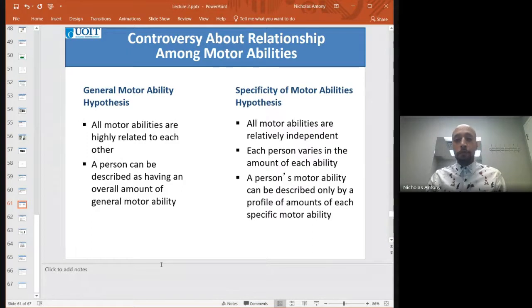So research looked at that. They measured people's abilities in different types of things and looked at whether or not you could predict or correlate the two. So the general motor hypothesis said that all motor abilities are highly related together, and then a person can be described as having an overall amount of general motor ability. Whereas the specificity of motor abilities hypothesis said that all motor abilities are independent, and then a person varies in the amount of each ability.